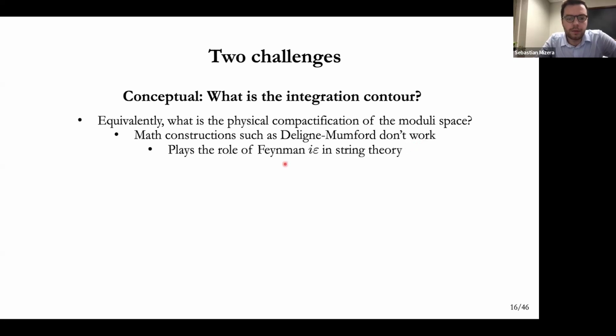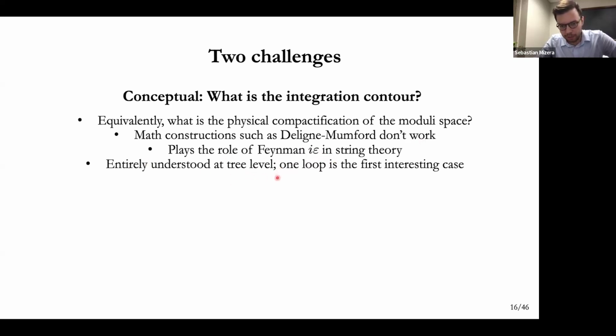So what we're looking for instead is the role of the Feynman i epsilon in string theory. That question actually turns out to be fully understood at tree level. So one loop, the one that we're studying now, is the first interesting case that until recently was an open question. And let me mention that this is not a problem that I'm just inventing here. It has been studied for a long time by a number of people who have come up with different proposals for how to address this problem.